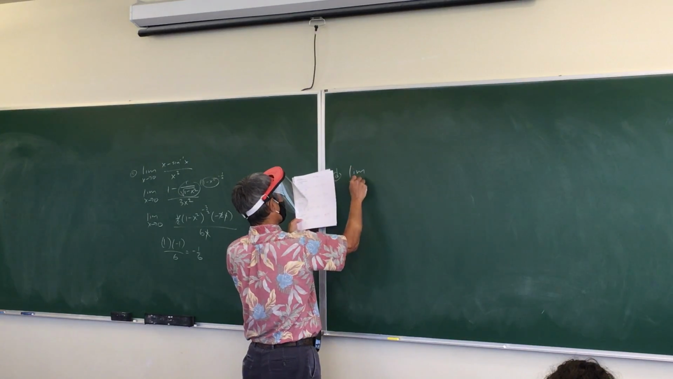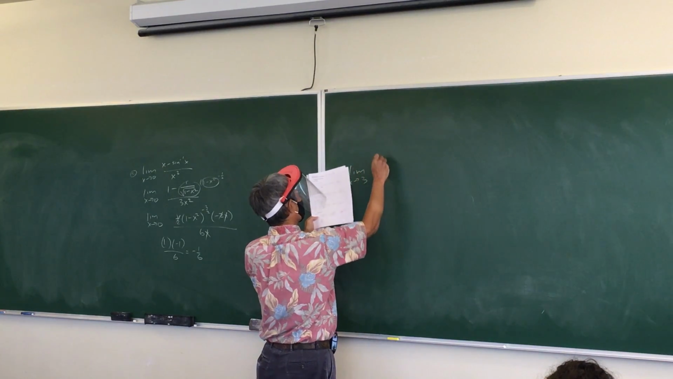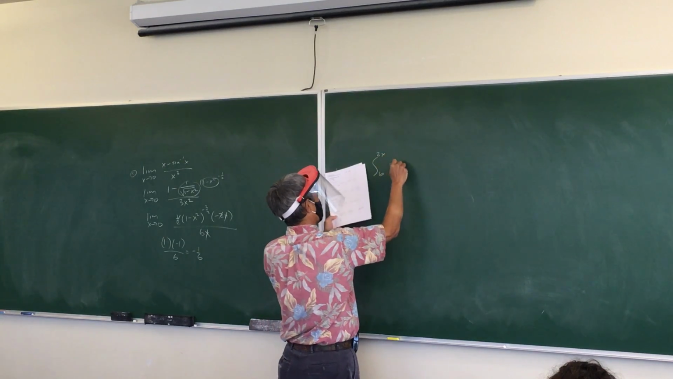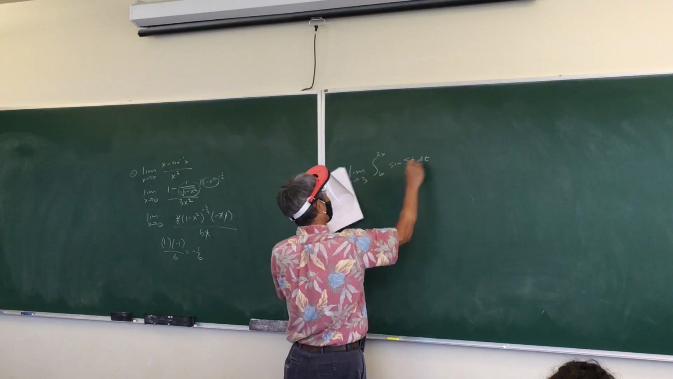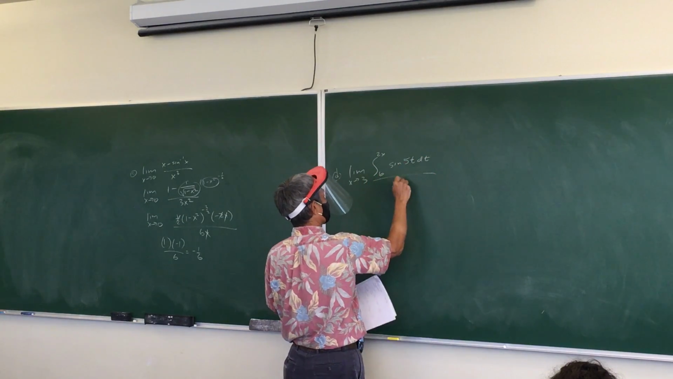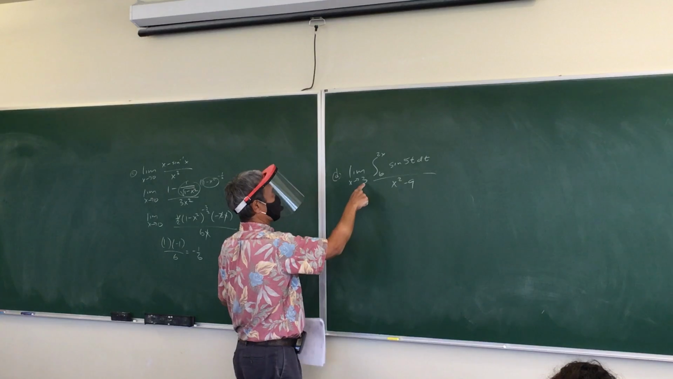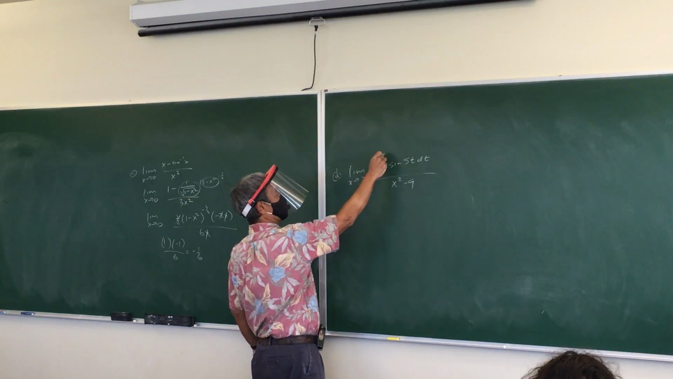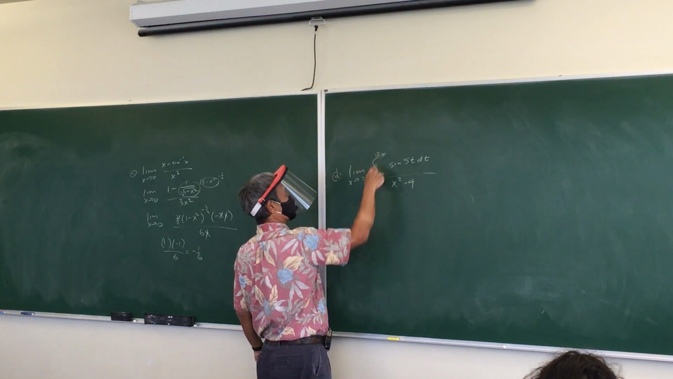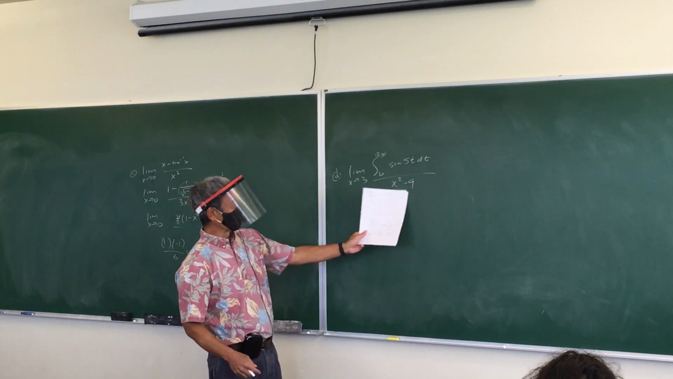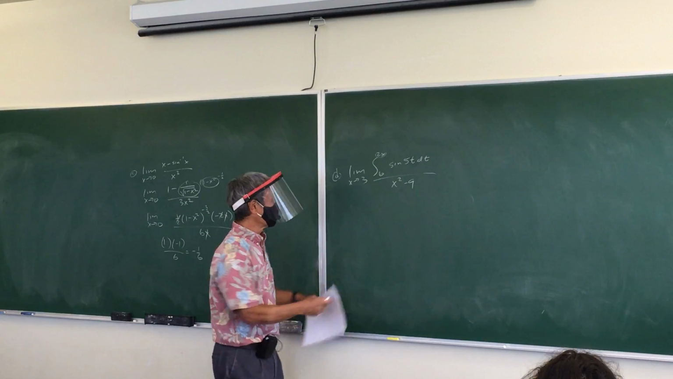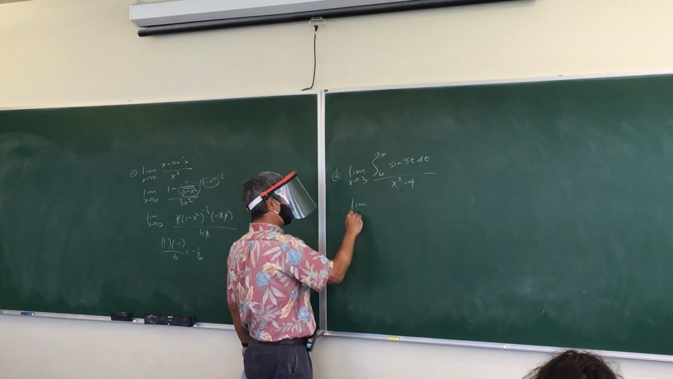Limit as x approaches 3 of the integral from 6 to 2x of sine 5t, over x squared minus 9. So what happens when you plug in 3 for x? You plug in 3 here, 2 times 3 is 6. What is the integral from 6 to 6? 0, and 9 minus 9 is 0, so this is 0 over 0. So you use L'Hopital's rule.